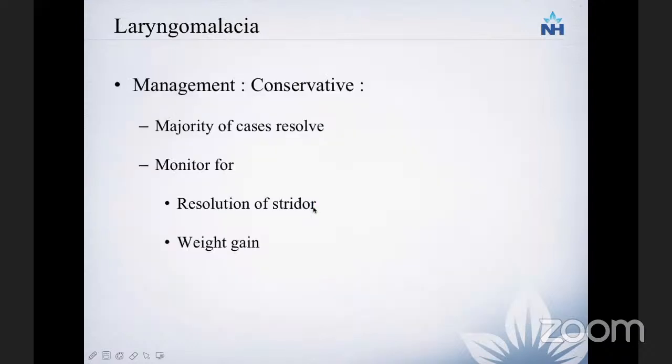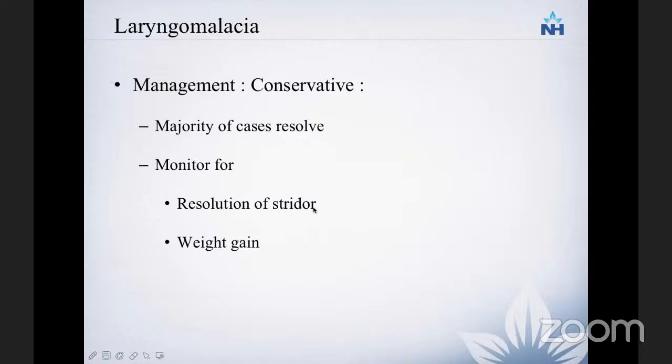So when we are managing the child conservatively, what do we have to monitor for? First thing, we have to monitor that there is a resolution of stridor as the child is growing, and second, the most important thing is that the child is having good weight gain. As you have seen in the video that I showed you, the child is using a lot of energy in breathing. So most of its energy is drained in breathing. So the child will have a failure to thrive, and all those symptoms.